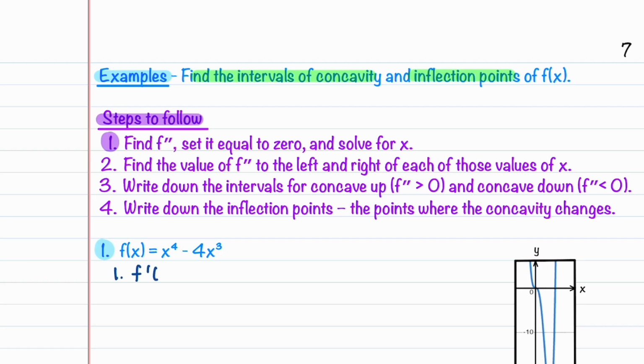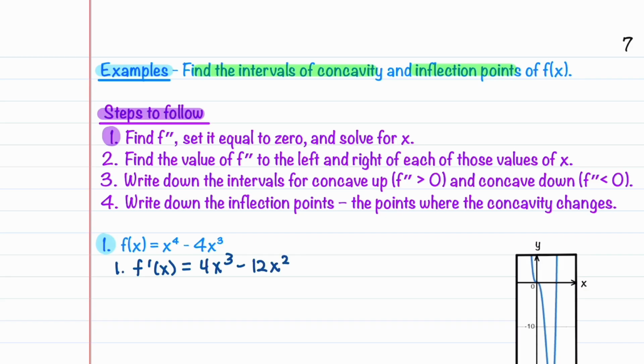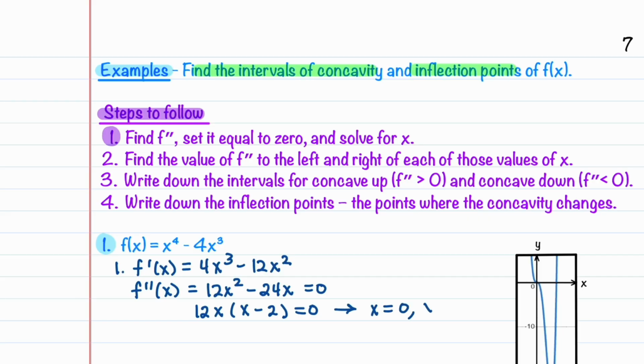F prime of x is 4x cubed minus 12x squared, and then f double prime of x is 12x squared minus 24x. We are going to set that equal to 0, and we're going to solve for x. Looks like we can pull out a 12x, so we're left with x minus 2. And this gives us that x is equal to 0 and x is equal to 2.